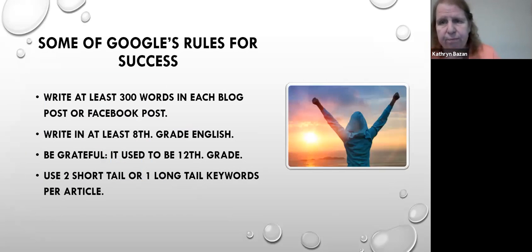Some of Google's rules. Google, unfortunately, is our overlord. 86.86% of all searches are done on Google. So if you obey Google's rules, Mozilla Firefox will be very happy with you. So you do want to write at least 300 words in every piece of content. You do want to write at least at an 8th grade English level. Be grateful. It used to be 12th grade and we all sounded like Masterpiece Theater. You know, we had to be specific about what we were doing. And again, use either 2 or 3 short tail keywords or 1 long tail keyword.